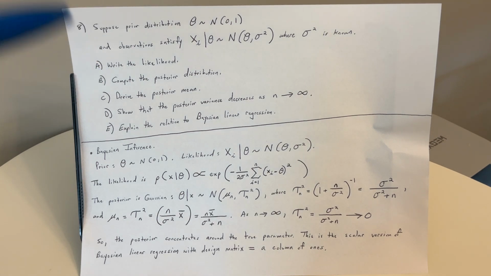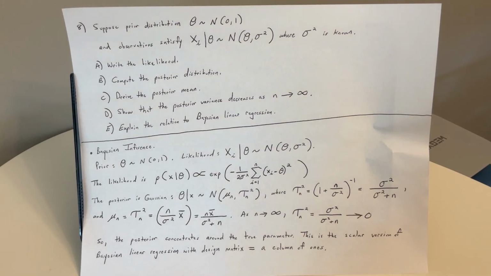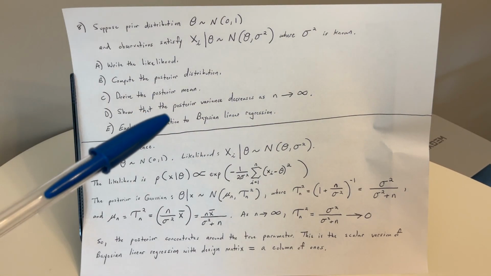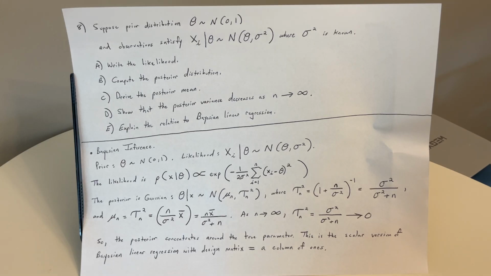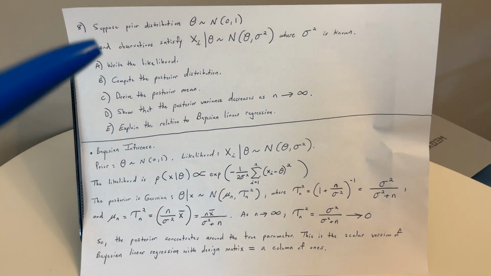Part A, write the likelihood. Part B, compute the posterior distribution. Part C, derive the posterior mean. Part D, show that the posterior variance decreases and then approaches zero. And Part E, explain the relation to Bayesian linear regression. So this is a Bayesian inference problem. This is an overview of it.